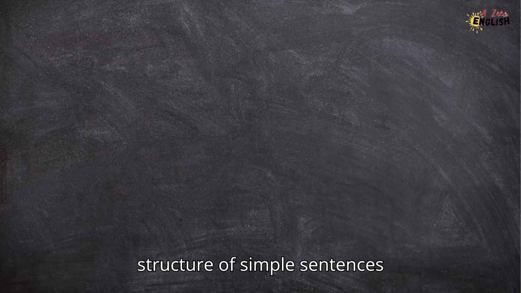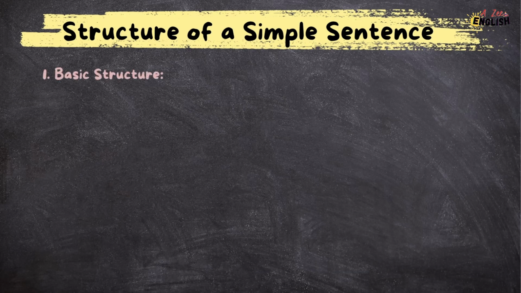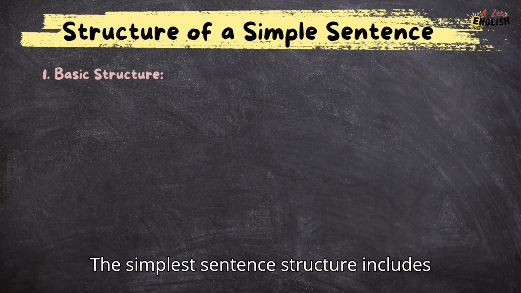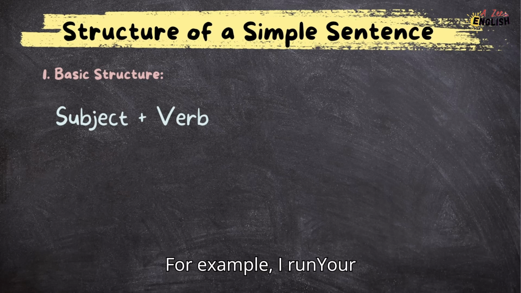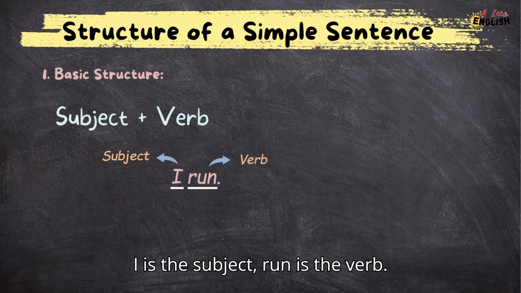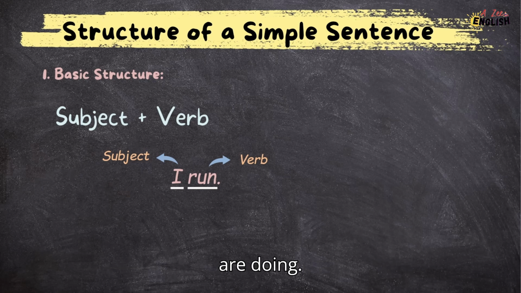Next is the structure of simple sentences. First is the basic structure. It is subject plus verb. The simplest sentence structure includes just a subject and a verb. For example, I run. Here I is the subject, run is the verb. The sentence is complete because it tells us who is running and what they are doing.